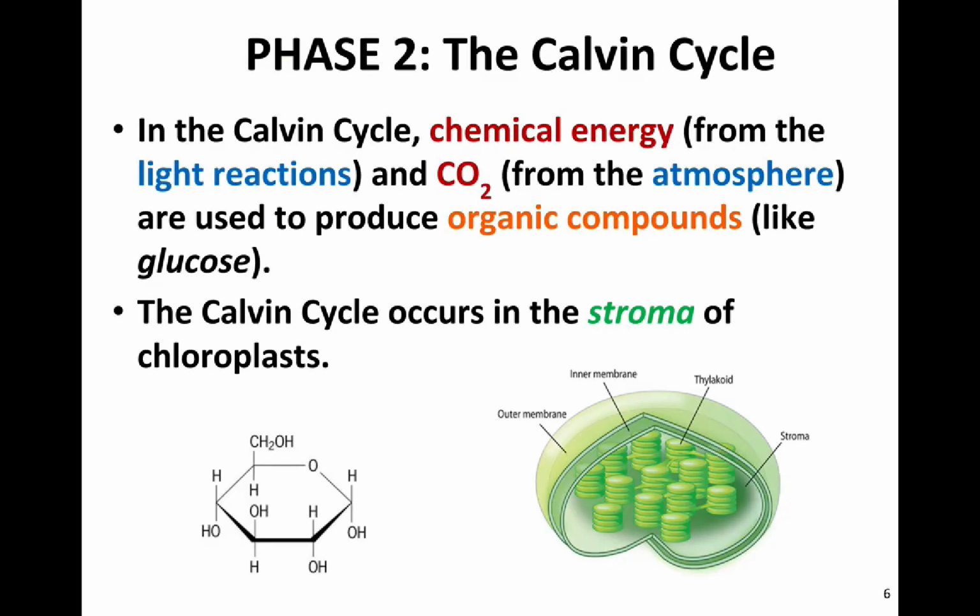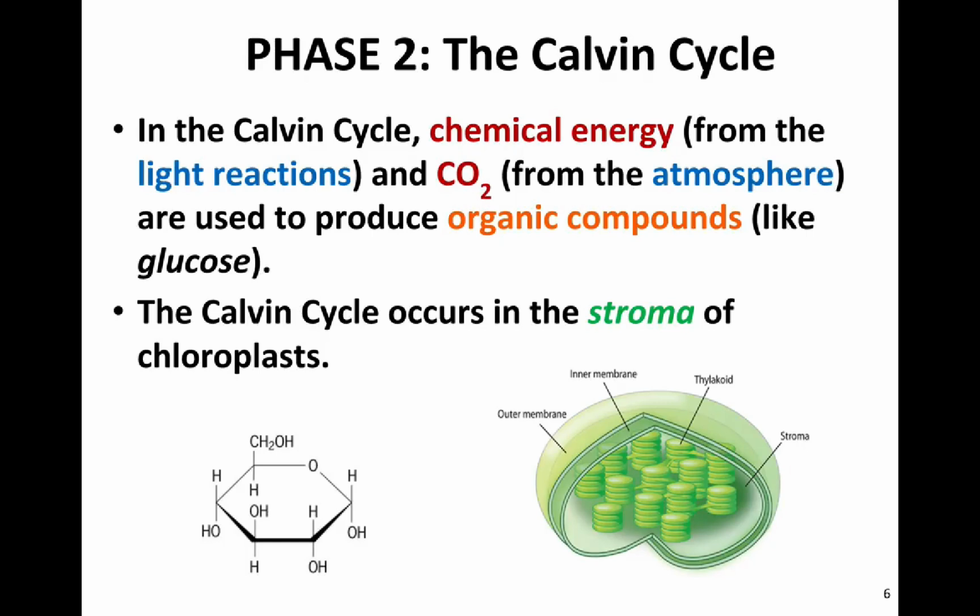And it's in the Calvin cycle that the chemical energy stored in ATP and the NADPH, and CO2 into the plant from the atmosphere, those things are used to produce the organic compounds that we have at the end of photosynthesis. So the end product of photosynthesis is the production of organic compounds like glucose. But all of this, the Calvin cycle that we have, is going on inside the stroma of the chloroplasts.